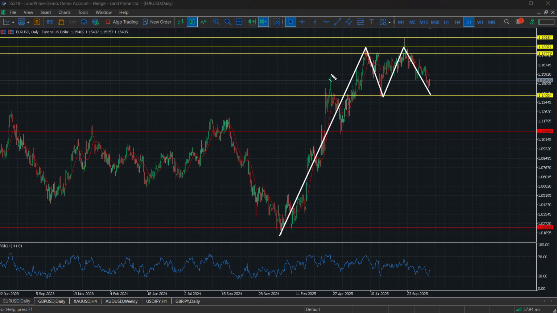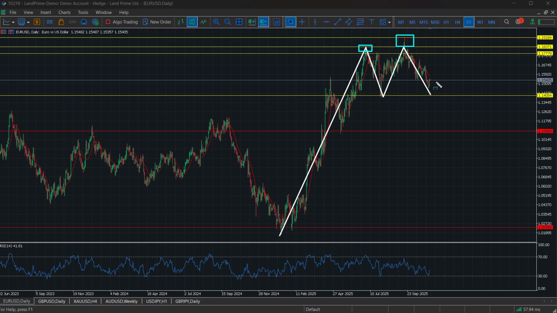Now this is the perfect formation actually, but if we zoom in a little bit, we're going to find that there is a slight shadow to the upside that actually goes beyond the previous one. So this simply does not make it a perfect pattern, but it's okay. Perfection is not needed, but this is something to keep in mind when trading the pattern.